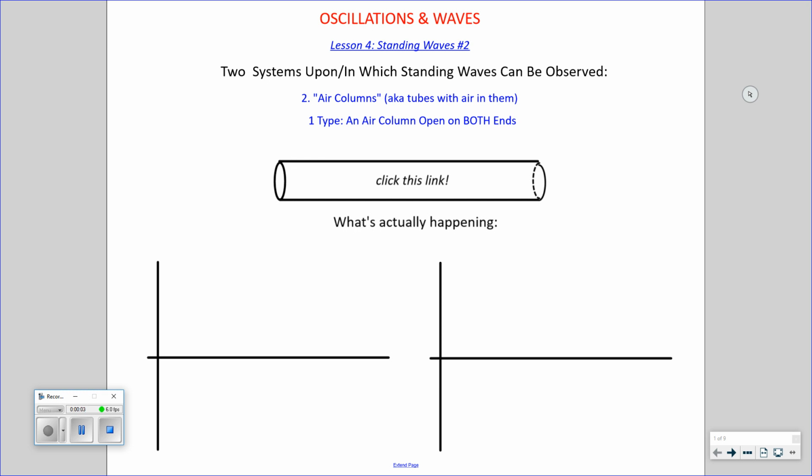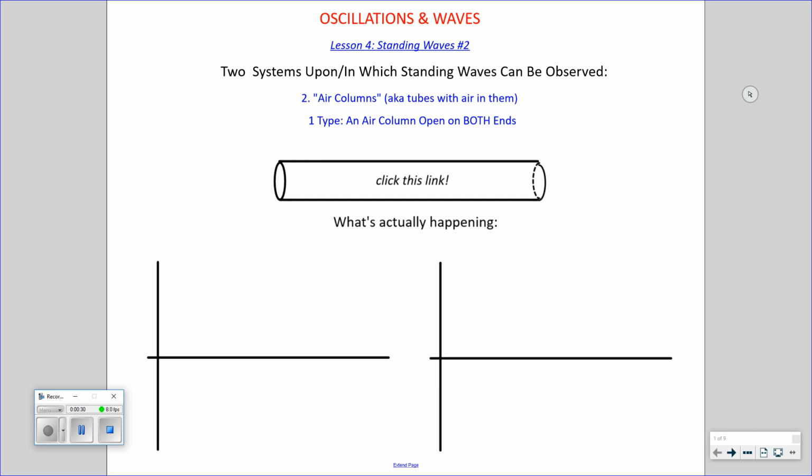Howdy, physics students. If you have seen my or anyone else's discussion about standing waves on strings, that stuff's pretty straightforward. Standing waves on strings are easy to visualize because you can see them when you hold a big long slinky between two people's hands and watch oscillations happen.